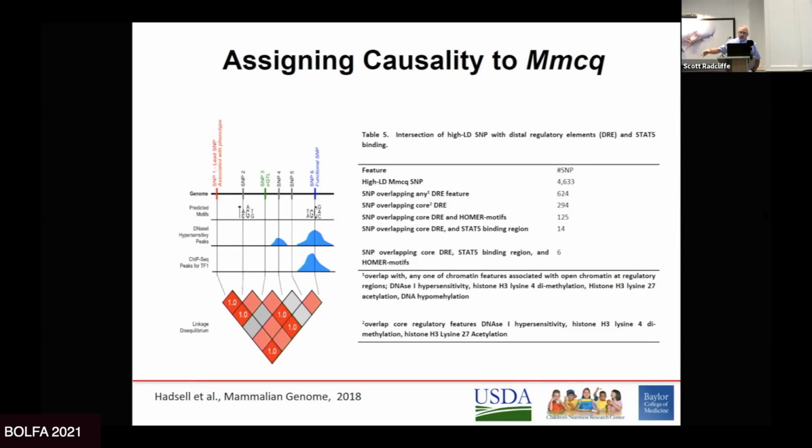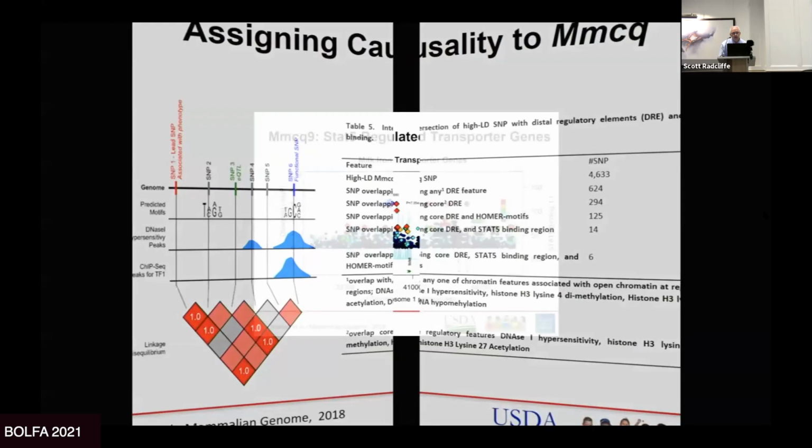And then further down, there are tools like this Homer tool that define the transcription factor binding sites based on historical data of what they're supposed to look like. So you can see the list gradually growing smaller. When we get down to STAT5 binding regions, there's 14. And then if we use Homer and we actually find a STAT5 binding site that's changed as an effect of the actual mutation, then that's where we ended up. So we ended up with 6 potential candidates as a result of this.